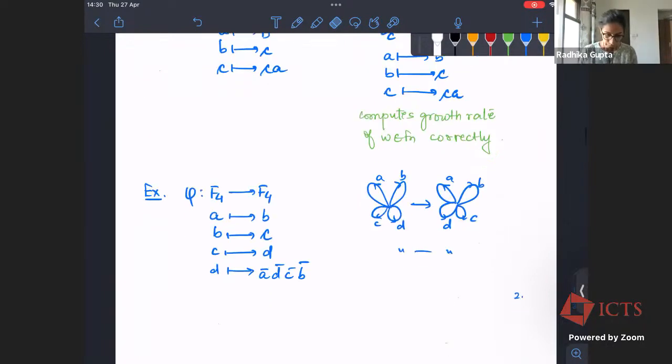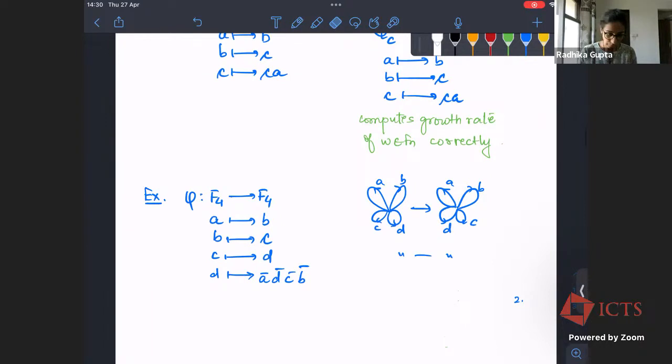Let's look at another graph map representative. This is slightly more complicated. Now I'm looking at the free group of rank 4, generated by A, B, C, D. I'm sending A to B, B to C, and so on. But D is going to a slightly more complicated word. And then I can again define a graph map where I basically do the same thing. I send loop A to loop B to loop C, and so on.